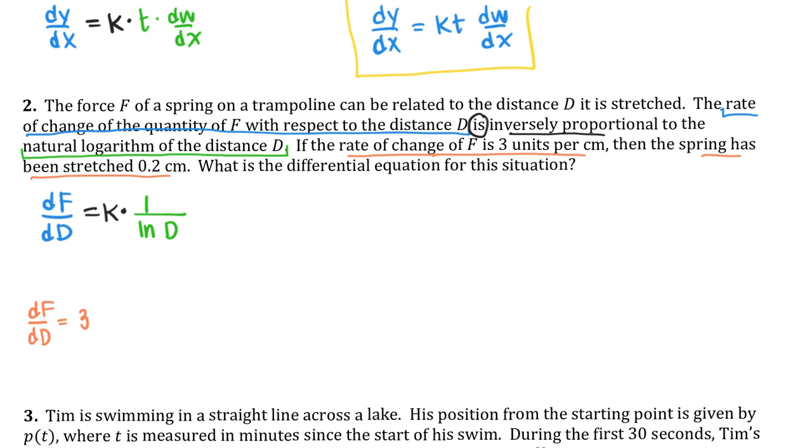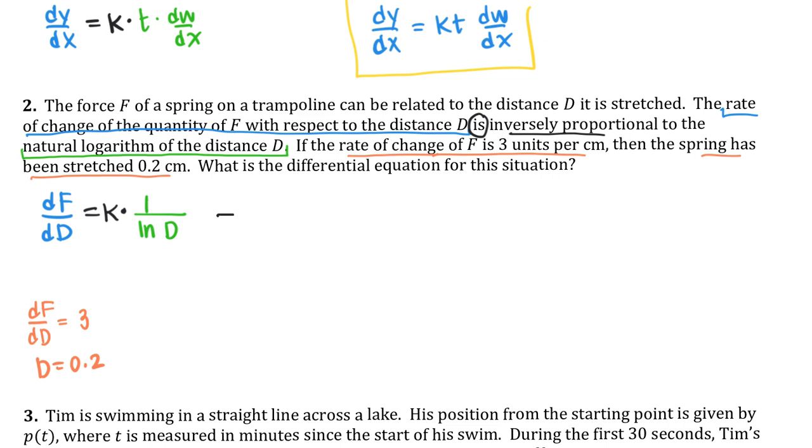Okay, I need to go back and figure out where 0.2 is. The force F of a spring on a trampoline can be related to the distance d it is stretched. So it has been stretched 0.2 centimeters. So d is 0.2 when df/dd is 3. They're kind of giving me like an ordered pair. Okay, let me plug in the information I have and solve for k.